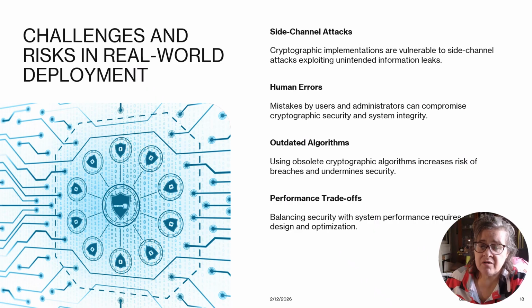So implementing cryptography faces hurdles like side channel attacks, human errors, outdated algorithms, and performance trade-offs, all requiring careful consideration and mitigation. So side channel attacks exploit unintended information leaks. I'm going to go into side channel attacks in another video. And human errors are going to be a big thing. Look, people make mistakes, they all do. Outdated algorithms, yes, and there's a performance trade-off, as I've already said.